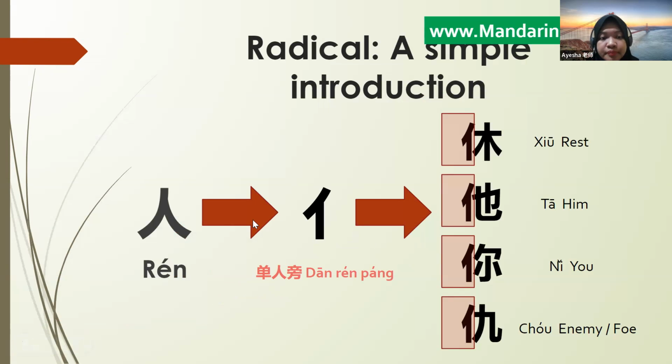For example, this ren forms this radical. This radical, the name is dan ren pang. You don't have to memorize dan ren pang. And usually, in general, whenever you see any character with this dan ren pang, you know that it has something to do with human beings. For example, the word xiu, it has something to do with human beings. Of course, you can use it to describe animals as well, but it has something to do with human beings. And it means rest.